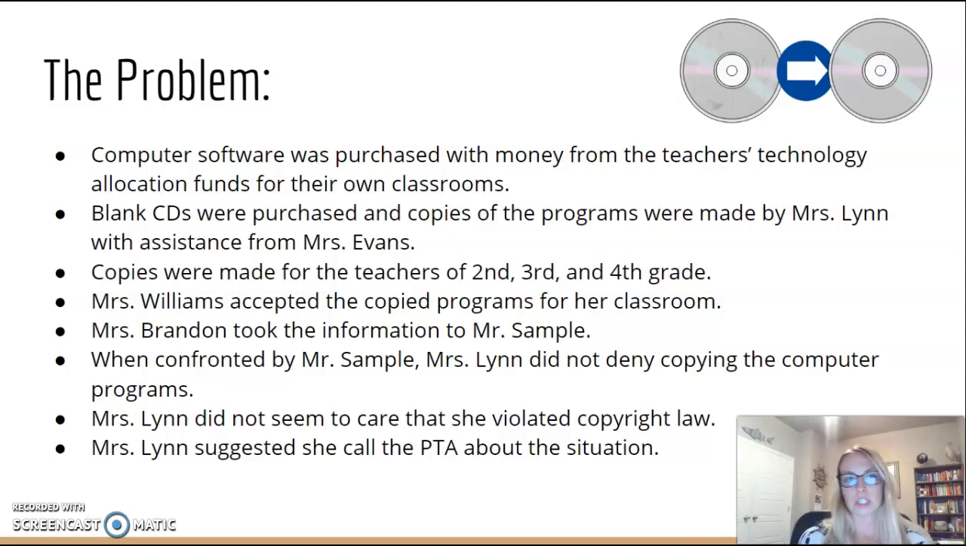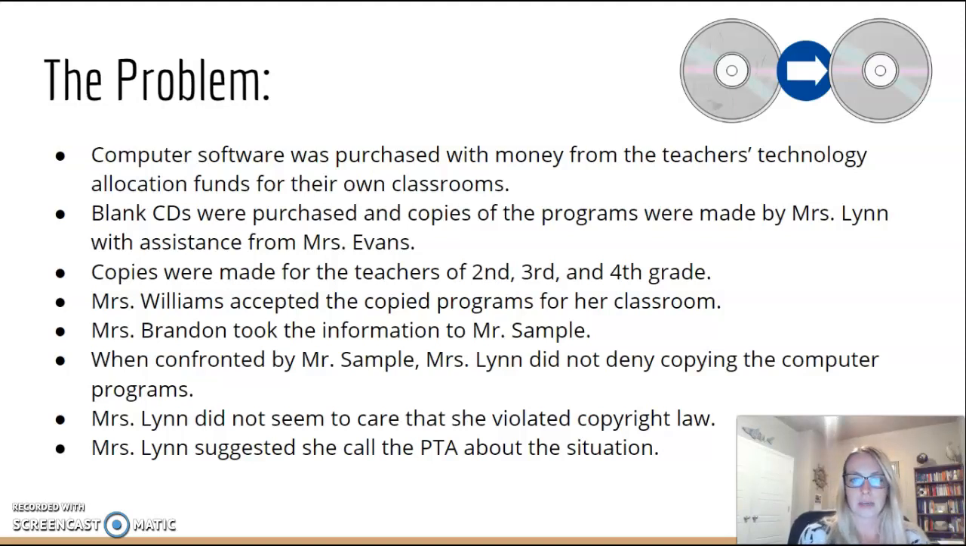We've also gotten the information that Miss Williams accepted the copied program for her classroom. Miss Brandon did not want to accept the copied CDs because she knew that it was an infringement of copyright laws. So she took this information directly to her principal, Mr. Sample. Miss Brandon and Mr. Sample had a conversation about it and why Miss Brandon thought it was wrong and why she did not want to accept the copied CDs, and also why she did not want to go to the staff or anybody else other than Mr. Sample with that information.